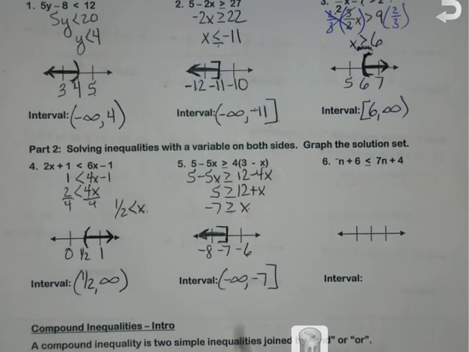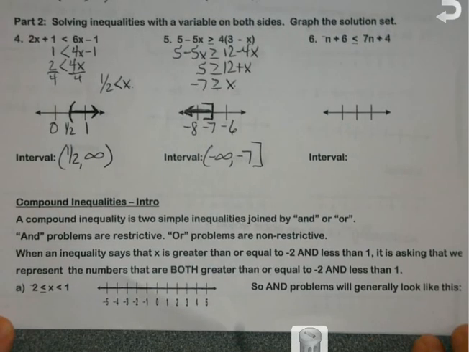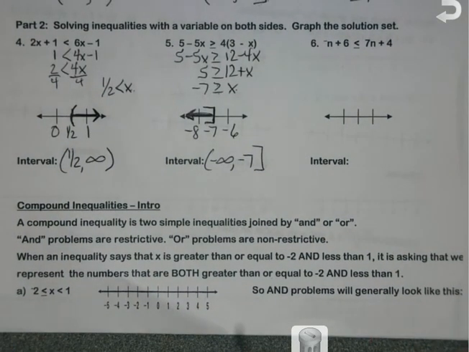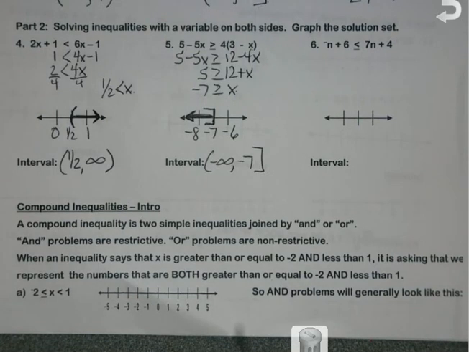So basically, if we're strong with our Algebra 1 skills, this stuff is not too bad. Compounds, shoot, you already got an intro to that yesterday now. We get into talking about the and or type stuff that we were talking about at the beginning today. And problems are restrictive. They have smaller solution sets. They come together. The or problems are non-restrictive. They go out and go forever and ever. So they have huge, huge solution sets.